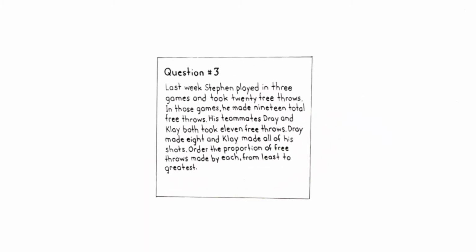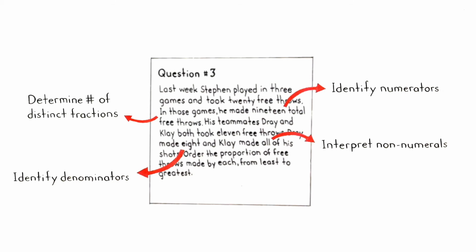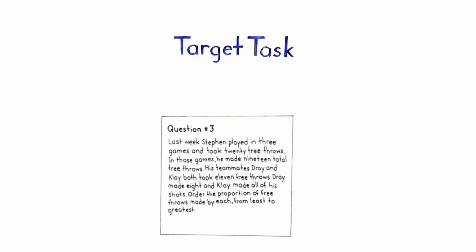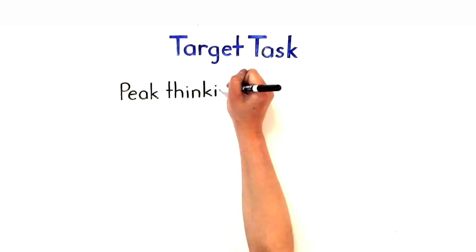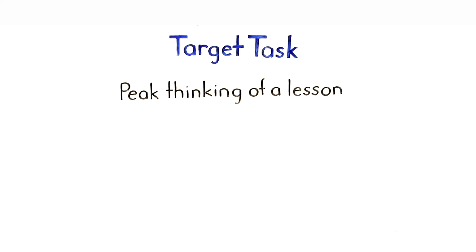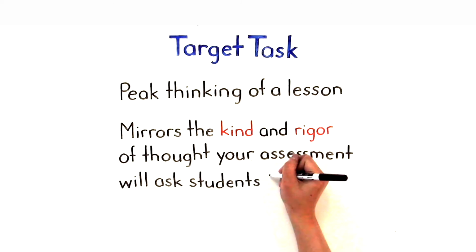Instead of an aim, we think your lesson planning starting point should be to think in detail about what thinking your assessment asks students to do, and then to generate a similar question or prompt that we call a target task. It represents the peak thinking that students will do during that lesson, and will elicit the same kind and rigor of thought that your assessment will.